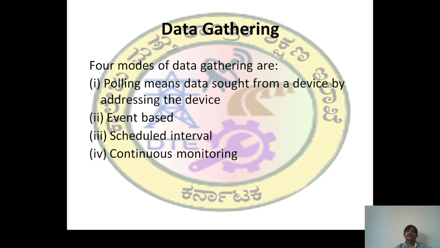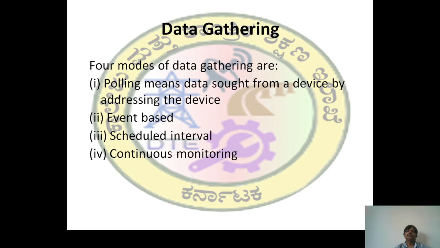Polling refers to the data sought from a device by addressing the device, for example, waste container filling information in a waste management system. Event-based gathering refers to the data sought from the device on an event, for example, when the device reaches near an access point, or a card reaches near the card reader, or an initial data exchange for the setup of a peer-to-peer or master-slave connection of a BT device using NFC.